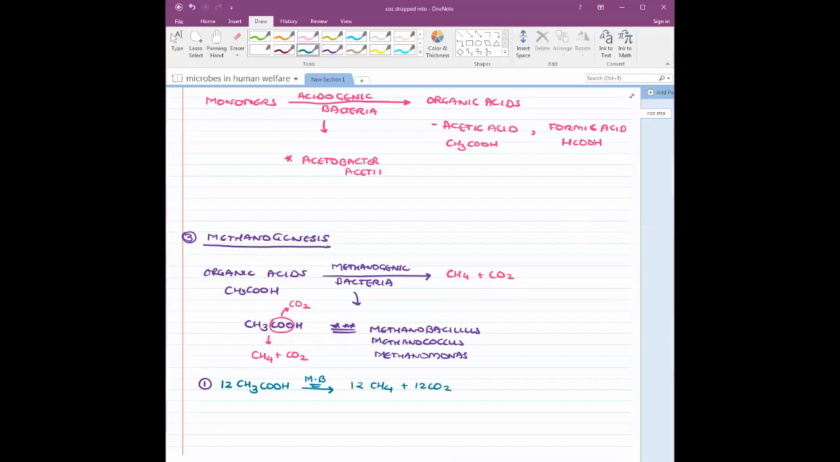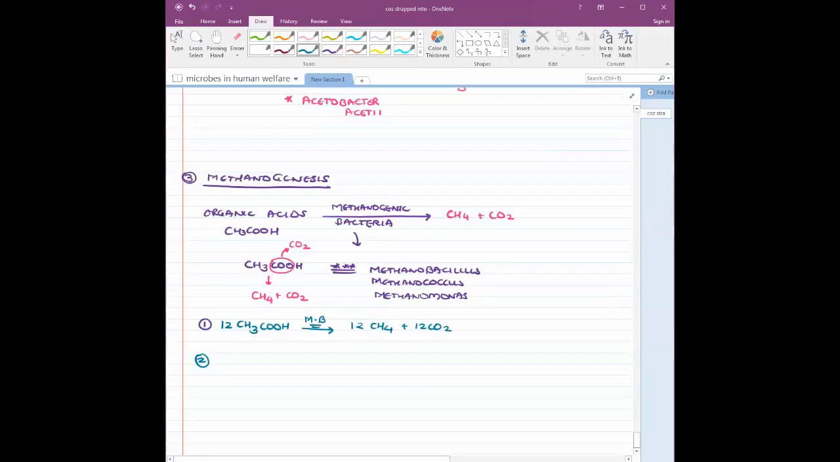Or the other way around. I told you we can also make use of this formic acid. So if we have to remove this formic acid, guys, then the situation is a little different.